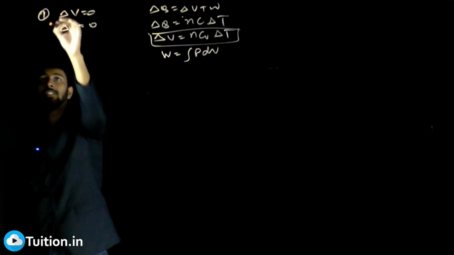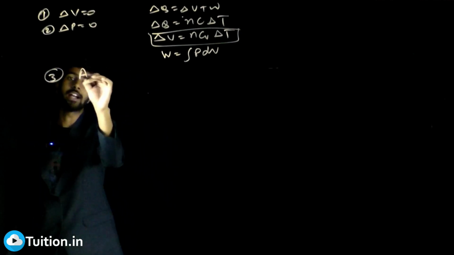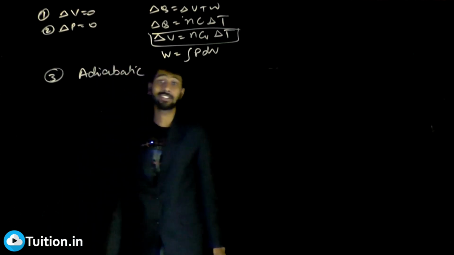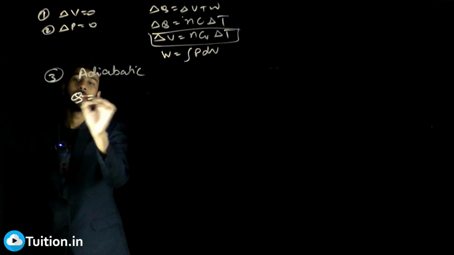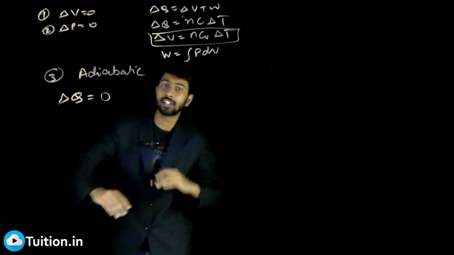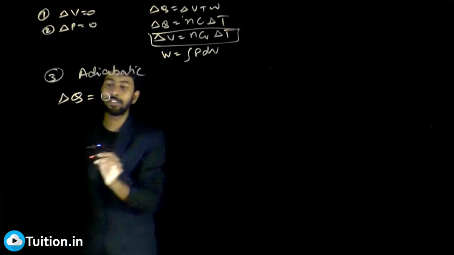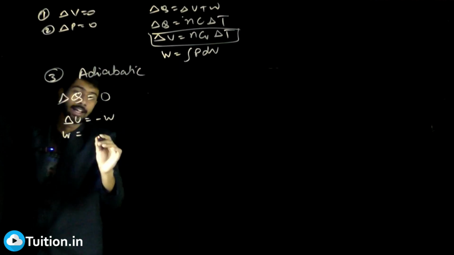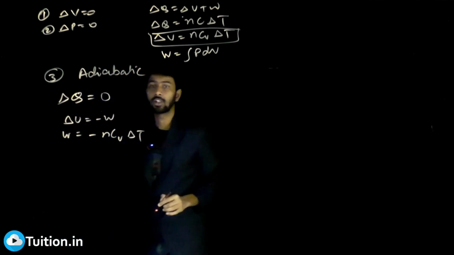So this was your first process, this is your second process. Let's discuss the third process now. For the third process, basically this is your adiabatic process. For adiabatic process, it's very simple. What you're only supposed to know is that delta Q is 0. That means there is no heat exchange with the surroundings. So if delta Q is 0, how will this equation modify? It will become delta U is equal to minus W. So work done will be minus of nCv delta T, right? That's all it will be.